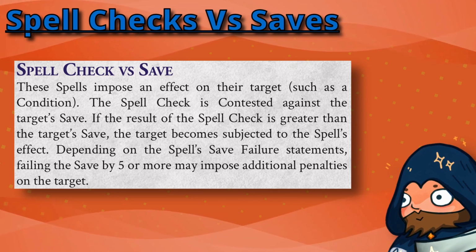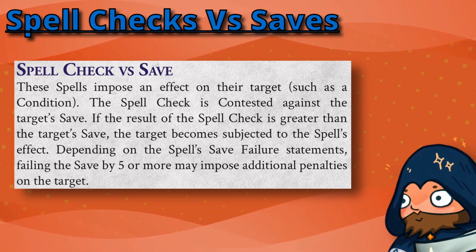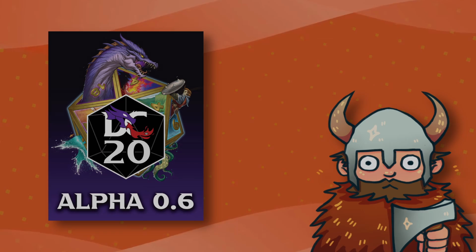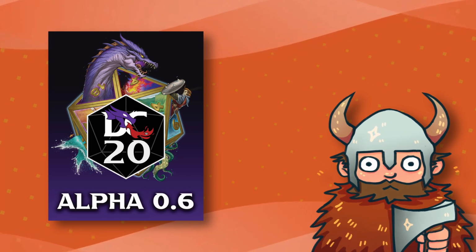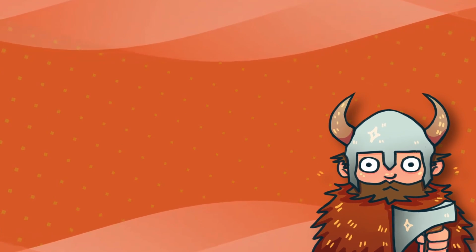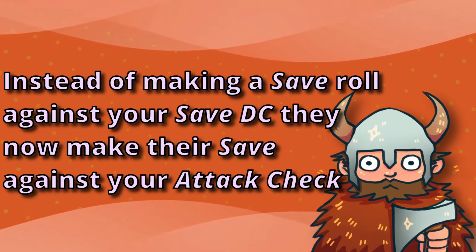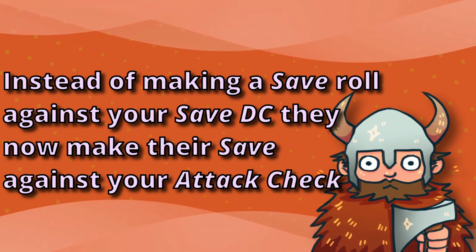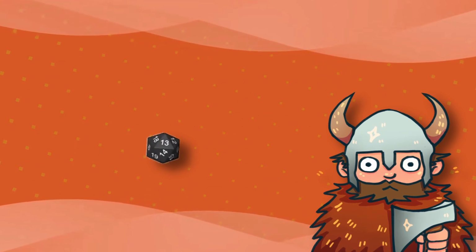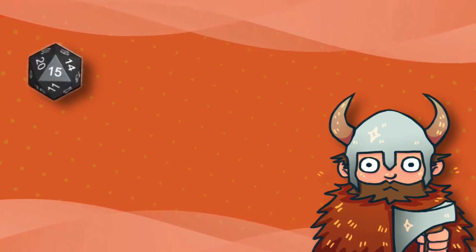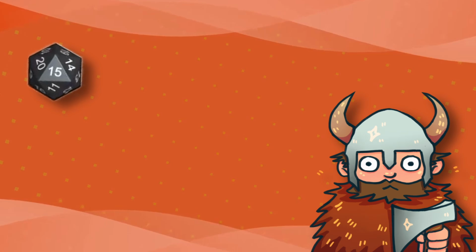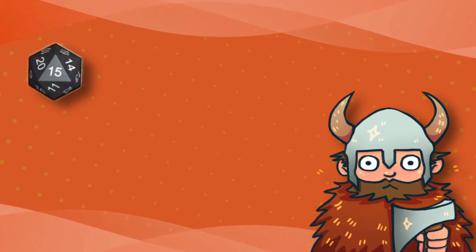Like maneuvers and techniques, some spells may make an attack check and force your target to make a save. Alpha 0.6 has changed up how dynamic attack saves work. You still make the attack check part as normal, but instead of the target making a save against your spell save DC, they just make a save against whatever your spell attack check was. So for example, if your attack check was a total of 15, they would have to roll a save to try and beat that 15, otherwise they will suffer the effect.